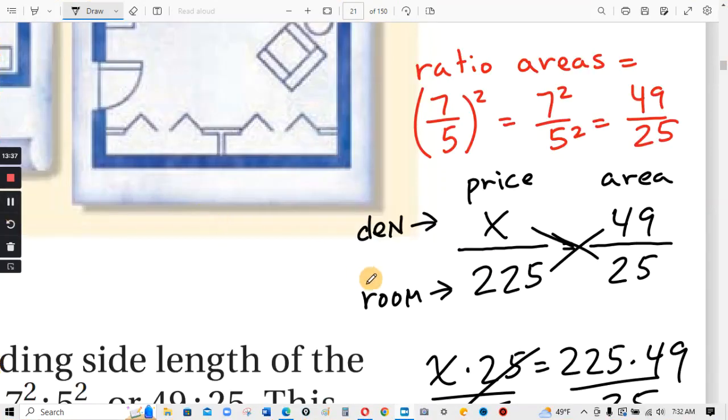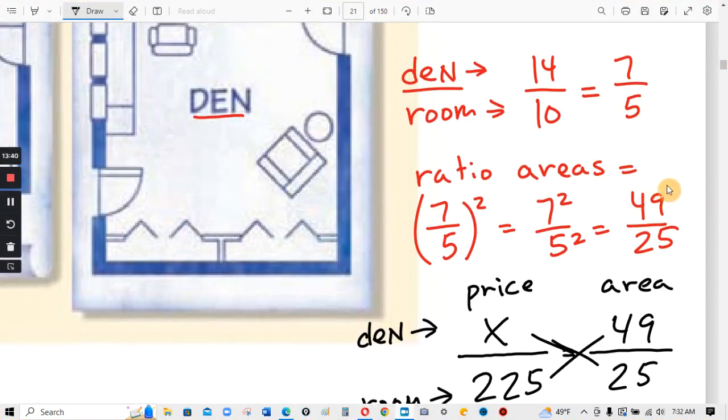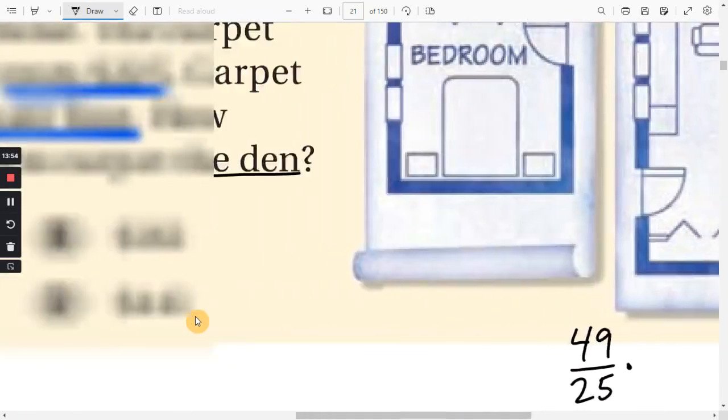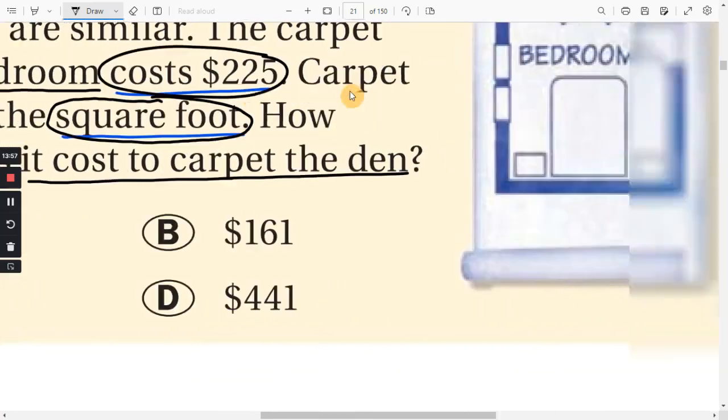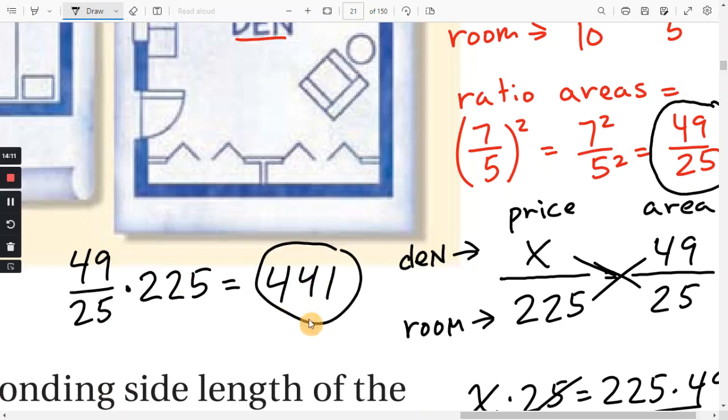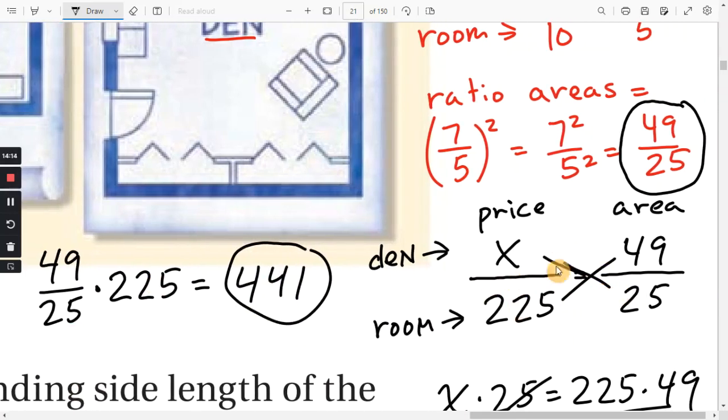Now, if you didn't want to cross multiply, you could have taken the ratio of the areas and said that the den is this much bigger than the room. So if you just took 49 over 25 and multiplied that by the cost of the bedroom, since the den is this much bigger, you could have just done it that way. 49 times 225 divided by 25, and you would still get 441. So you didn't have to make the ratio fractions at the end, but for some people it helps. You could have done it this way.